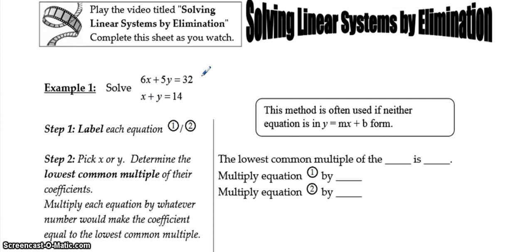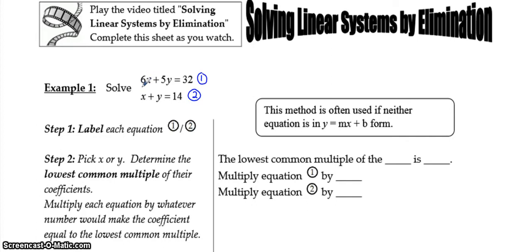So, first, label the equations. This is 1, and this is 2. Then you're going to choose either x or y. It doesn't really matter, but what you'll notice in some questions is choosing x or choosing y would be easier. It's hard to see it in the first example, but in later examples you'll see.